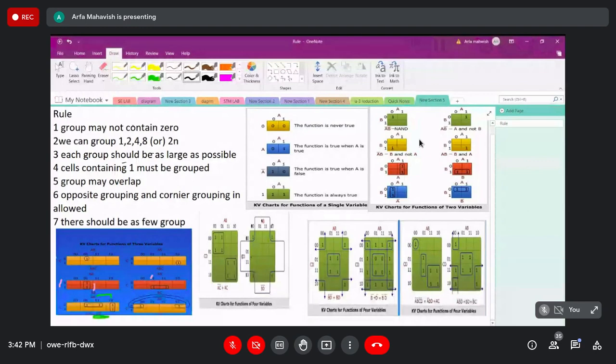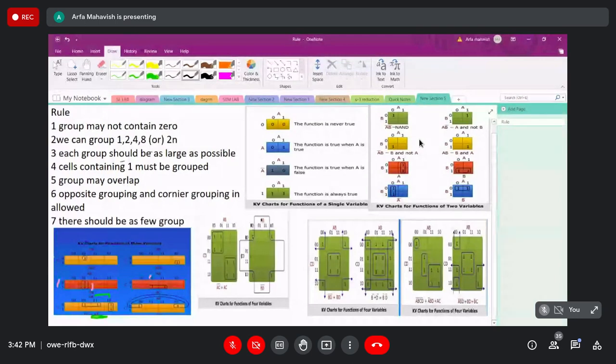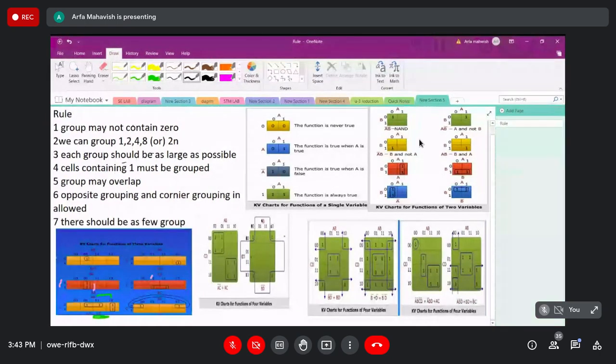What is left? B is left and D is left. See, the input value of B is 0 and the output value is 1. It is not matching. When the values are opposite, what do you have to write? You just write B bar. So you are writing the B bar over here.